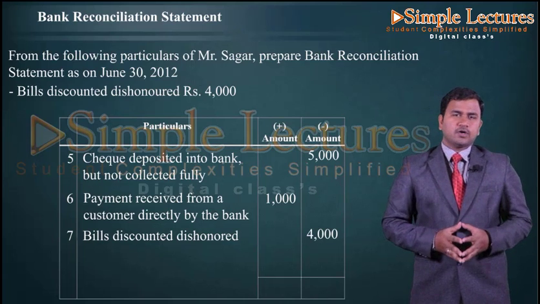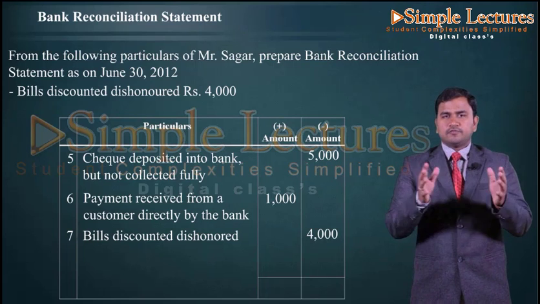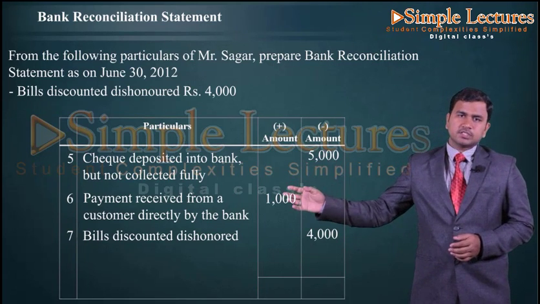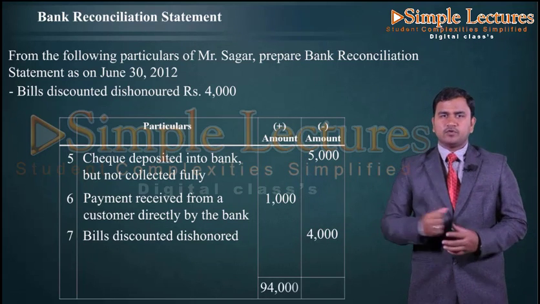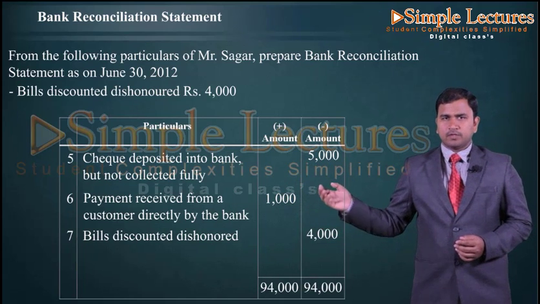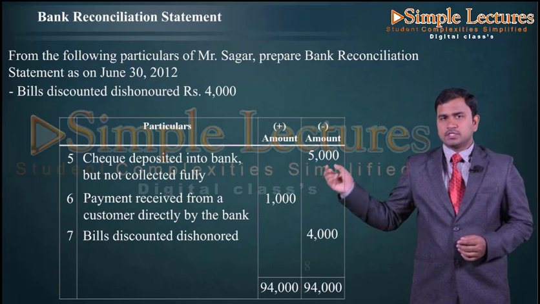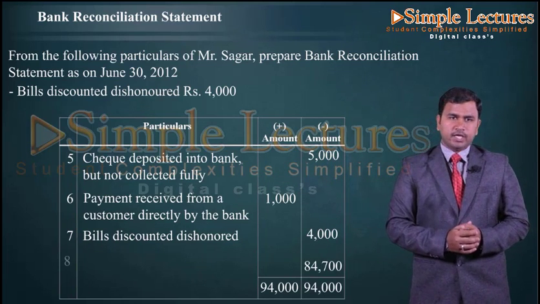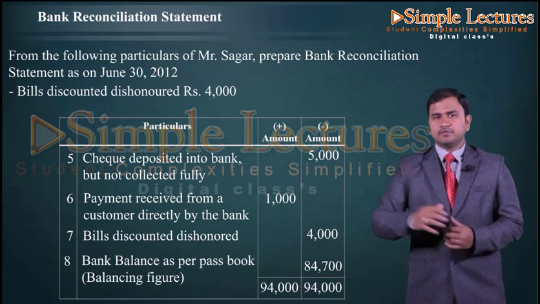So after recording all the entries, we have to close the account so that we will be finding the balance as per the passbook. So when we consider the positive amount column, the total we are getting is 94,000. The same total we are going to write in the negative amount column 94,000, and after deducting the above entries, the difference is 84,700, which is nothing but serial number 8, bank balance as per passbook, in bracket balancing figure.